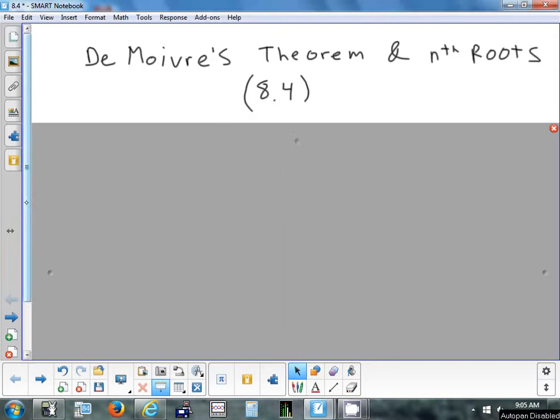Right, so today we're going to pick up where we left off yesterday looking at complex numbers in trig form. We learned a very efficient way yesterday to multiply and divide complex numbers using trig form. Today we're going to learn a way to raise complex numbers to powers and to take roots. Those are the two operations we're going to look at today with complex numbers.